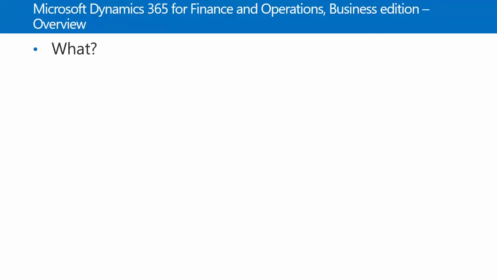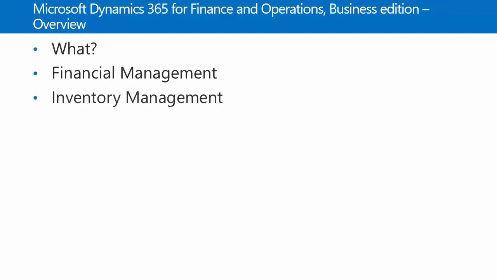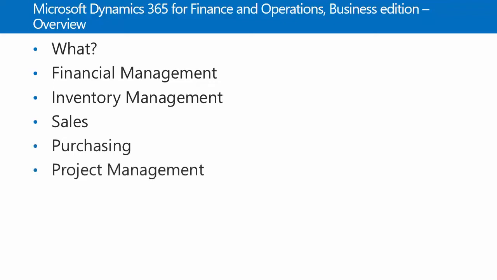So in our tour, we will start with explaining what Microsoft Dynamics 365 for Finance and Operations Business Edition exactly is. And then we will have a look at financial management, so the most important functions and features that you can use in financial management. And then I will show you also inventory management. We will of course have a look at sales and purchasing. We will also look at project management, and we will end this tour with providing an overview of the reporting and analytics functions that we have available.